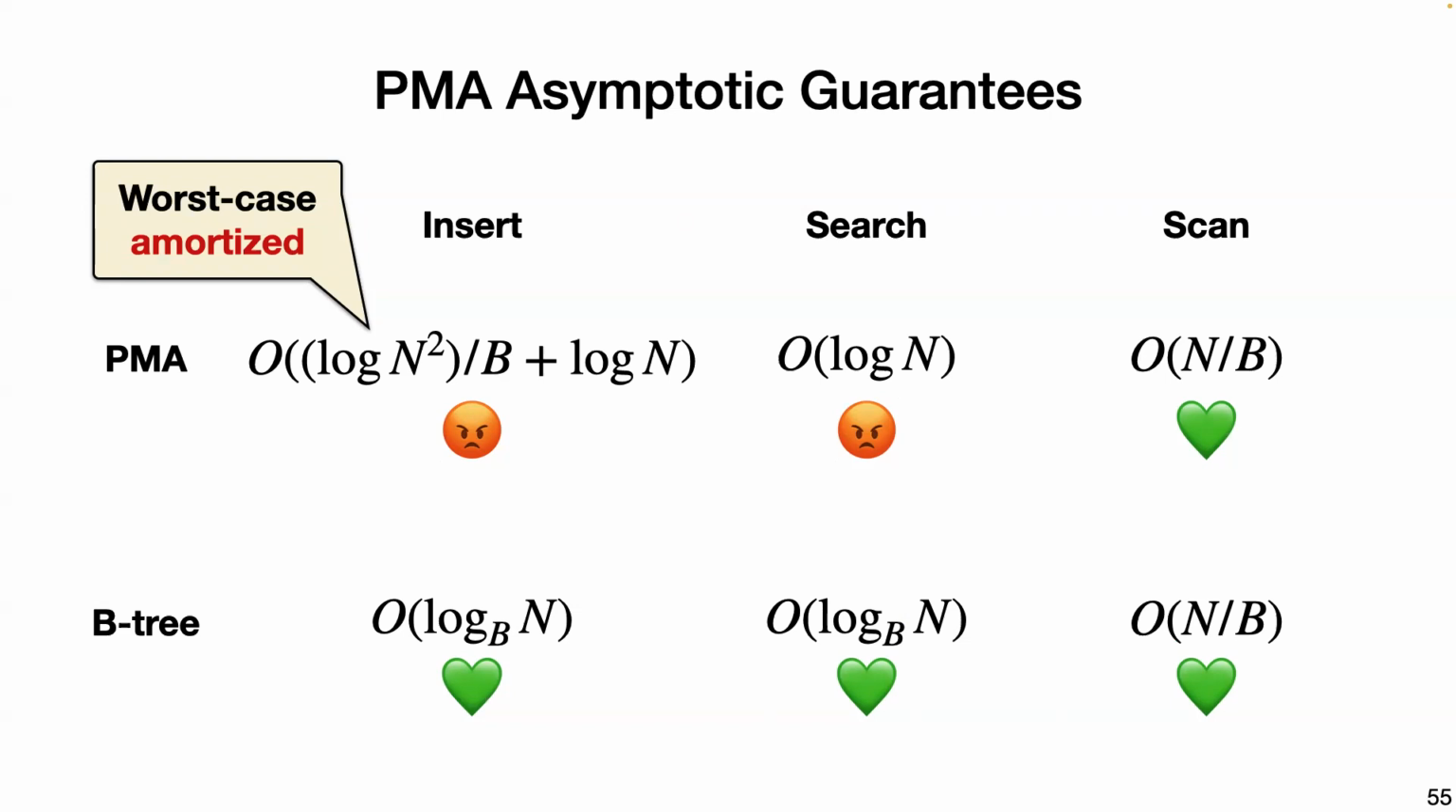All right, the most important part is that these are the bounds for the PMA. This is the worst case amortized bound. The insertion cost is log n squared divided by B, plus log n.